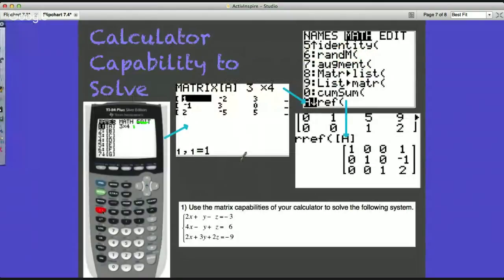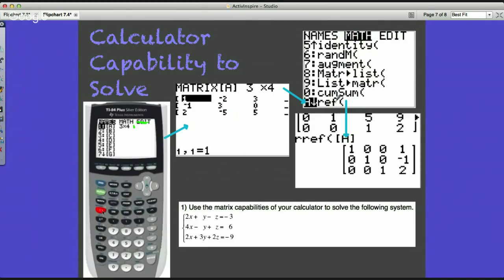Once I do that, I want you to quit out of that. Push second mode, quit out so you have a blank screen. Then go back to second matrix again. This time go to the math button. Last time we went to edit. This time I want you to go to math.